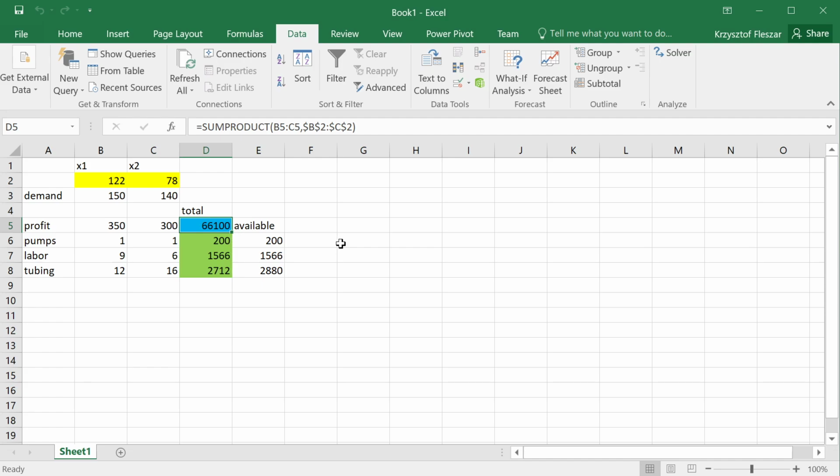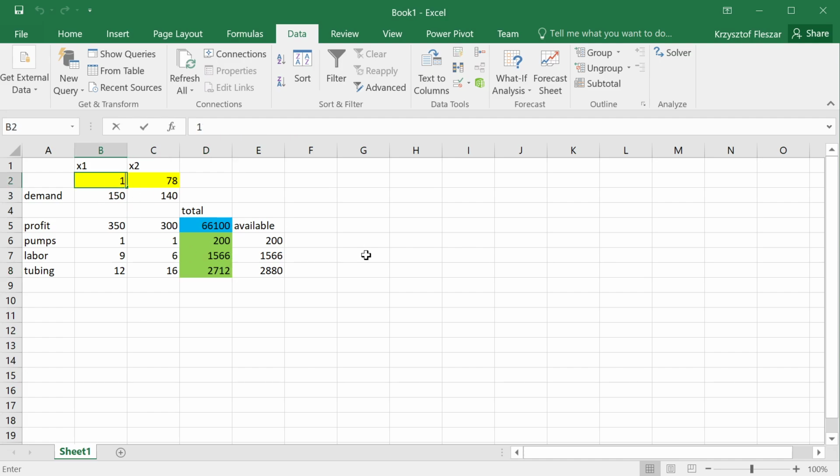That gives me maximum possible profit. There is no way to increase the profit above $66,100. This is the maximum possible. And if you look at these resources, you will see that actually all the pumps are used. So this is a constraint that is limiting the production. All the labor hours are used. This is a constraint that is limiting the production. But you see, tubing is actually not used to the limit. So this is not actually a constraint that limits the production.